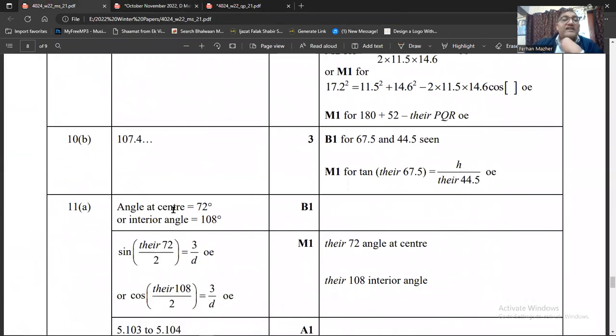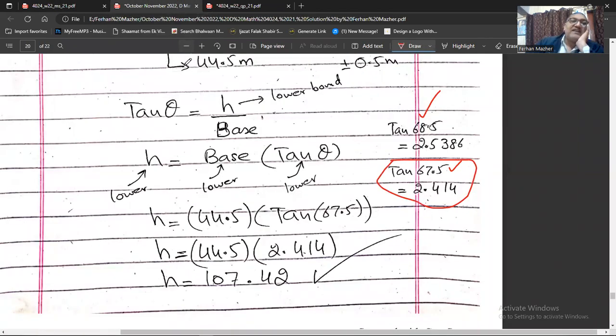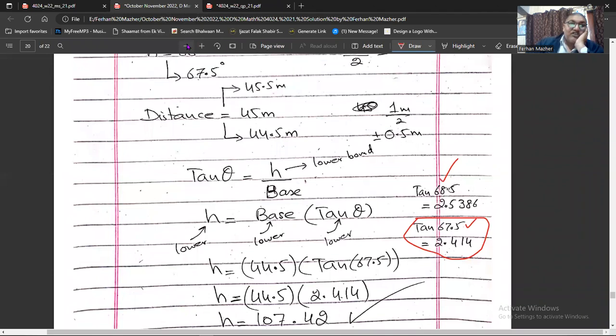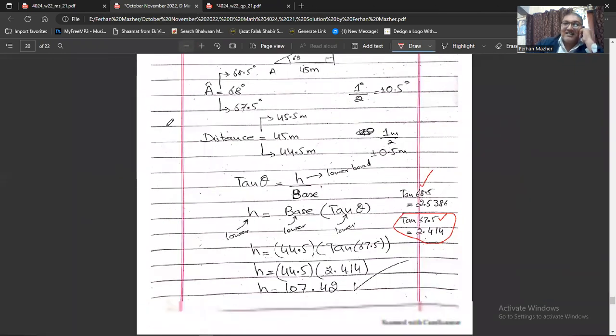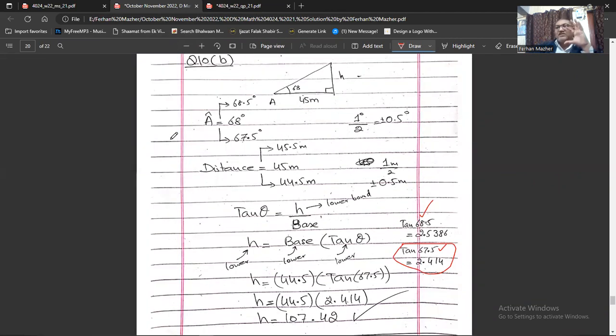107.4 is the right answer, sir. And it's a very, very tricky thing. This question was not a simple thing. It looks simple, but he asked us to find out. You see, this kind of upper bound, lower bound question came for the first time in the paper, where you have to take the lower bound of the tan theta. So I hope you have understood how we have done this.